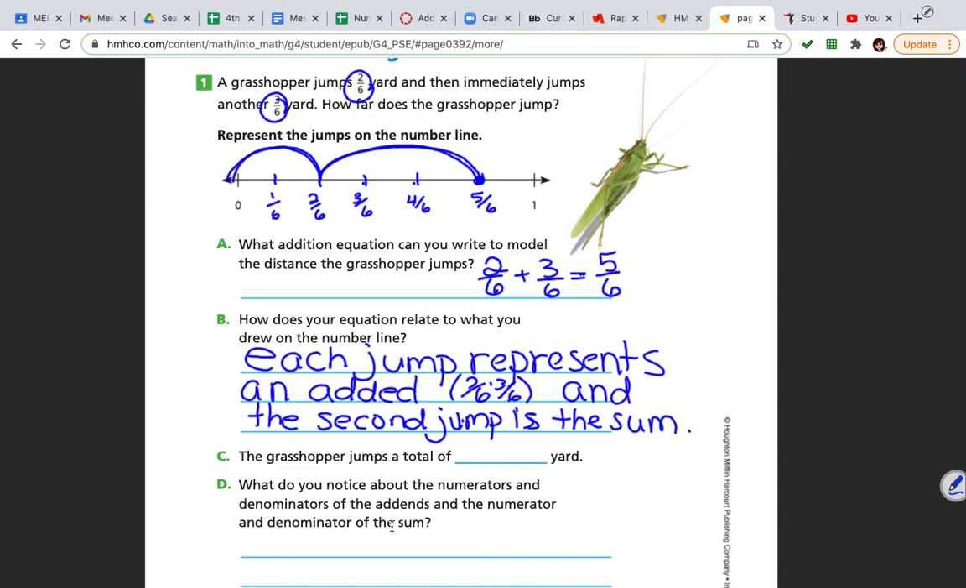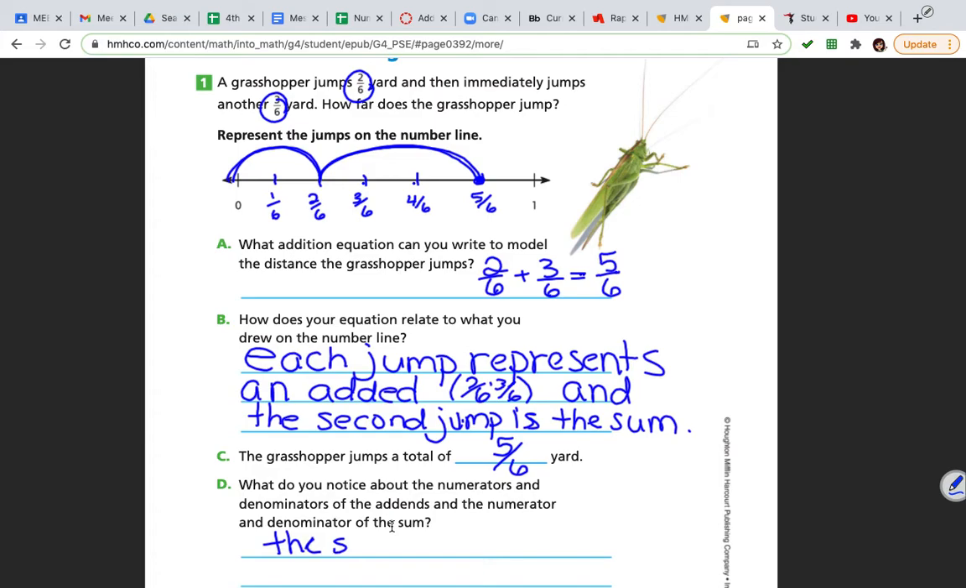All right. C, the grasshopper jumps a total of 5/6 yards. D, what do you notice about the numerators? The numerators are our top number, 2 and 3. What do you notice about the numerators of the add-ins and the numerator of the sum? So the sum of the numerators equals the numerator of the sum.